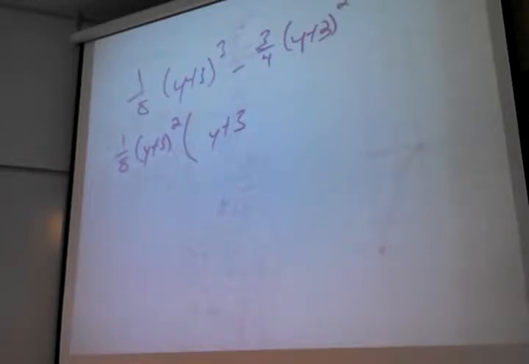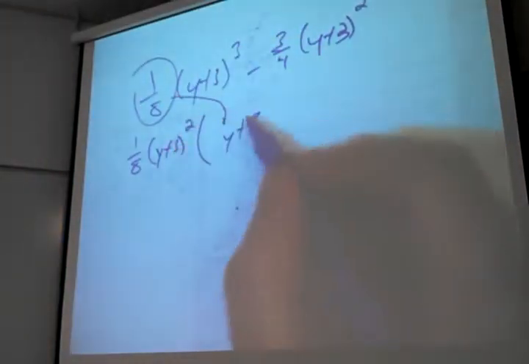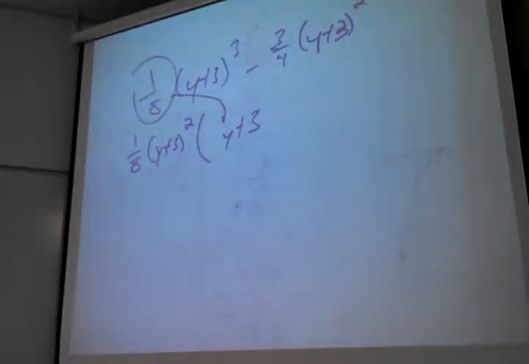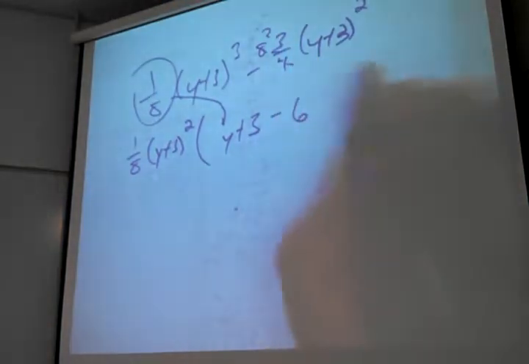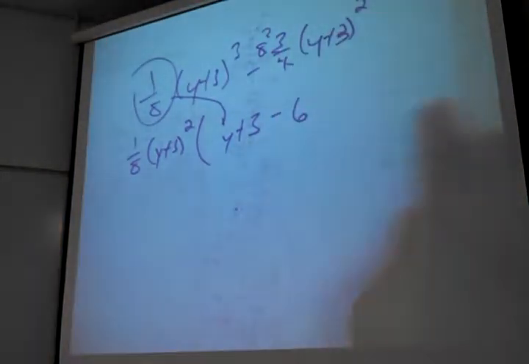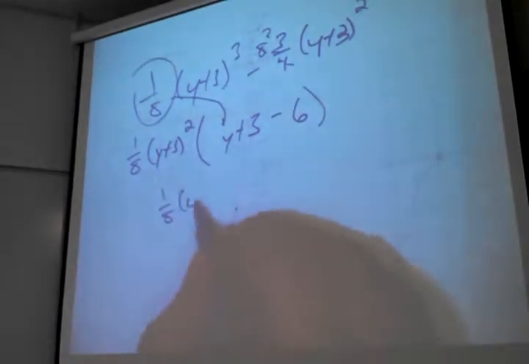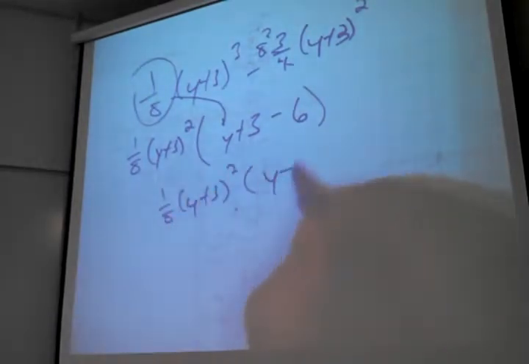So if I take a 1/8 out of here, doesn't this get 8 times bigger? If I take a 1/8 out of something, it gets 8 times bigger. So this is just going to get 8 times bigger. 6. Don't let that be a big problem. And how many of these are left? 0. None. So I get 1/8 (y + 3)^2 times (y - 3).